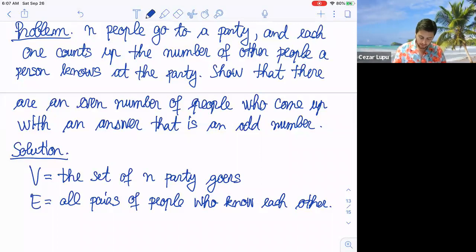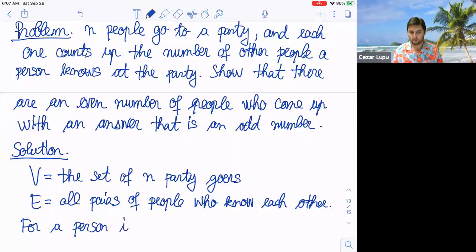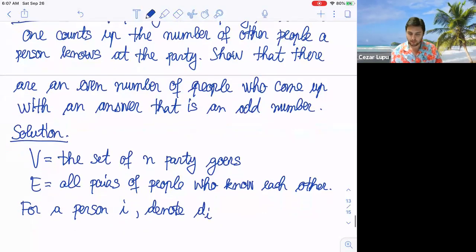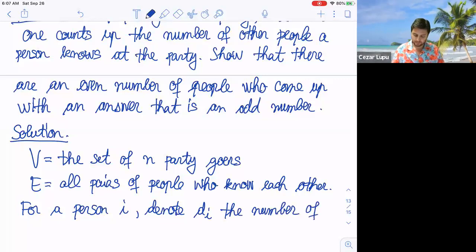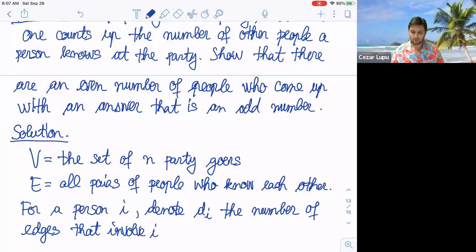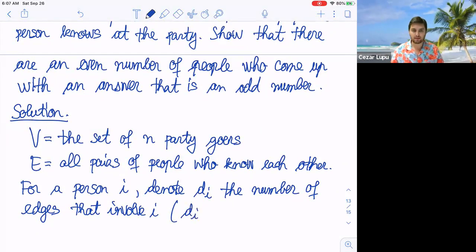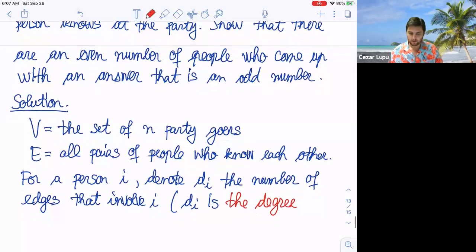Now, for a person, let's say this person I, we pick a random person I. We denote by d sub I the number of edges that involve I. Keep in mind that this is nothing else than what we will call the degree of vertex I.